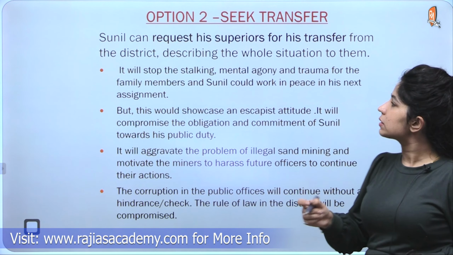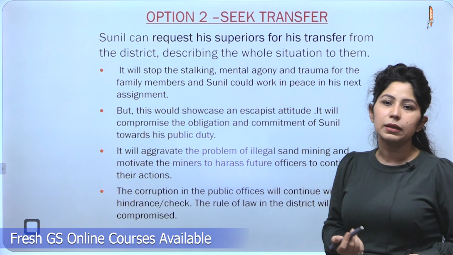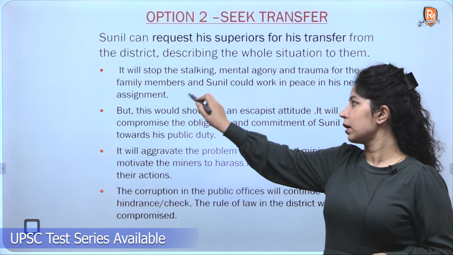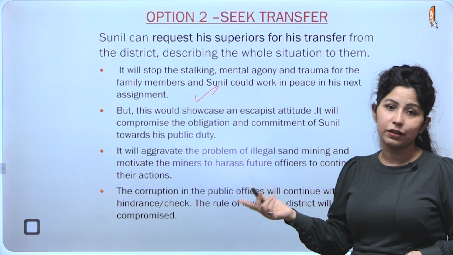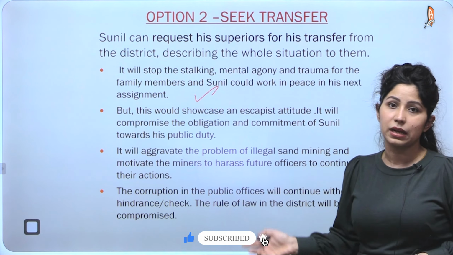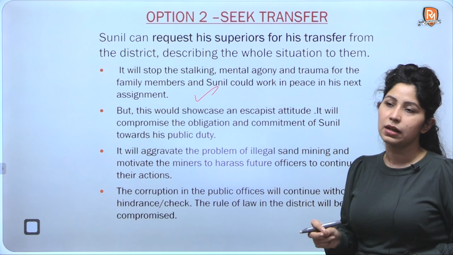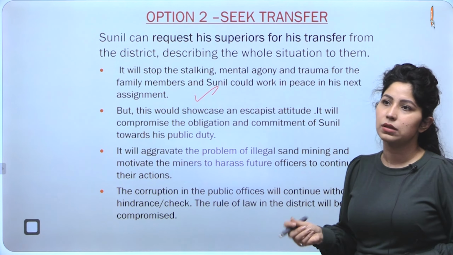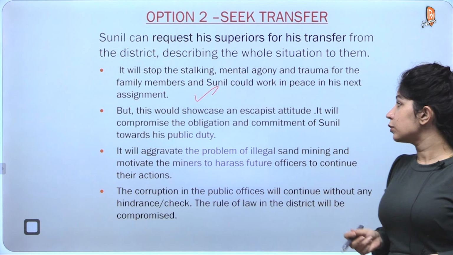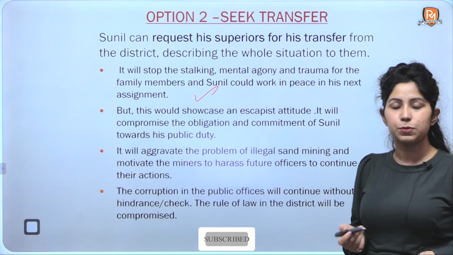So what are the positives of this? It will stop the stalking, mental agony and trauma for the family members, and Sunil could work in peace in his next assignment. If he gets a transfer, his family will be saved, he will also be at peace. But again, this would be short-lived, and again the problem of law and order, environmental ethics and dedication towards public service comes in, and no other officer would want to take a posting in this area because they will all be threatened. Their families would not support these officers if they get posted to these areas. Families would never move with these officers. But this will showcase an escapist attitude. It will compromise the obligation and commitment of Sunil towards his public duty.